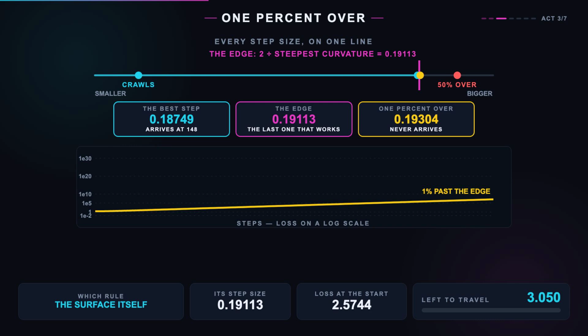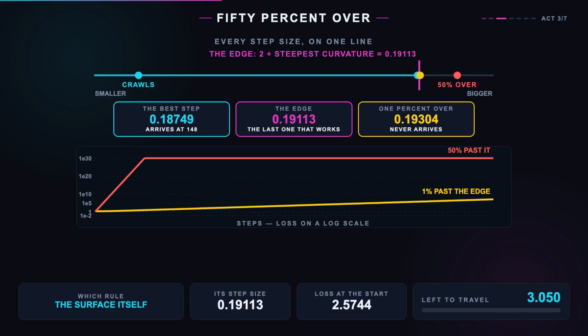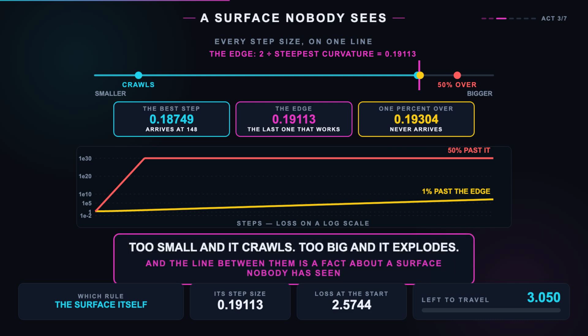Forever. Watch. 1% over. Loss 2.57. 100 steps in, 83. 200 for 1,000. For 100 steps, 12 million. Nothing dramatic ever happened. It was doomed on step 1, and it simply took a while to look like it. 50% over, and it stops being subtle. 1,600 by step 5. 1,000,000 by 10. 1,000,000,000,000 by 20. By step 50 the numbers stop existing.